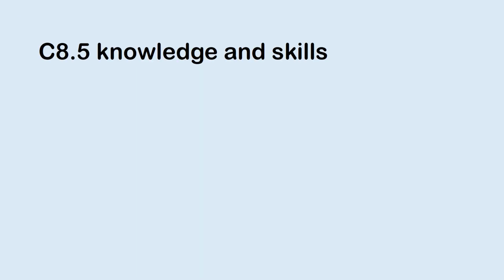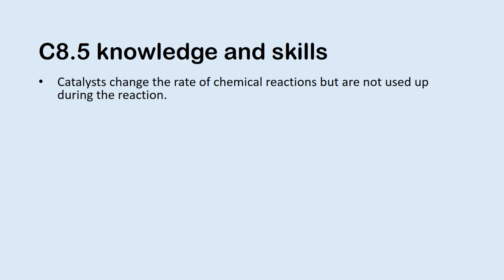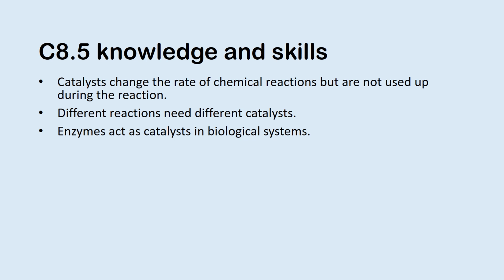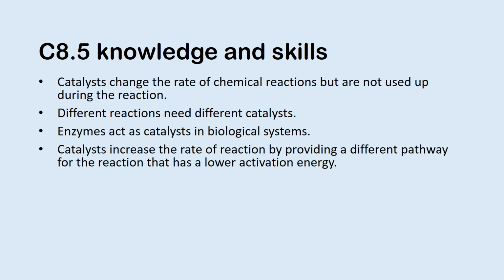Okay, final summary slide. Let's just go over the specification statements and check everything has been covered. So hopefully you're aware that catalysts change the rate of a chemical reaction, but are not used up. This makes them particularly useful in industry. Different reactions need different catalysts, so the catalyst is specific. Enzymes are biological catalysts. Catalysts work by providing a different or alternative pathway for the reaction that has a lower activation energy.